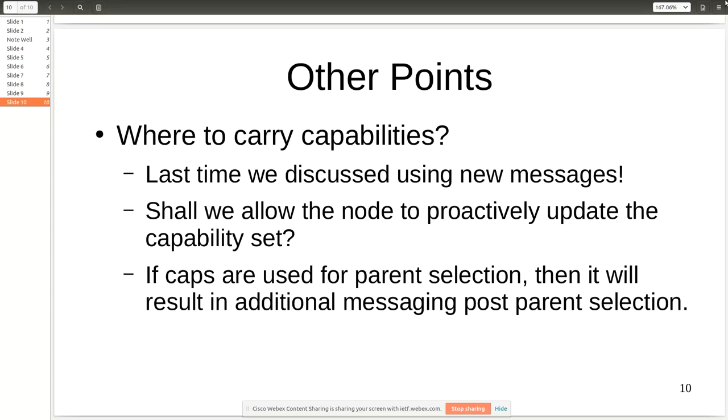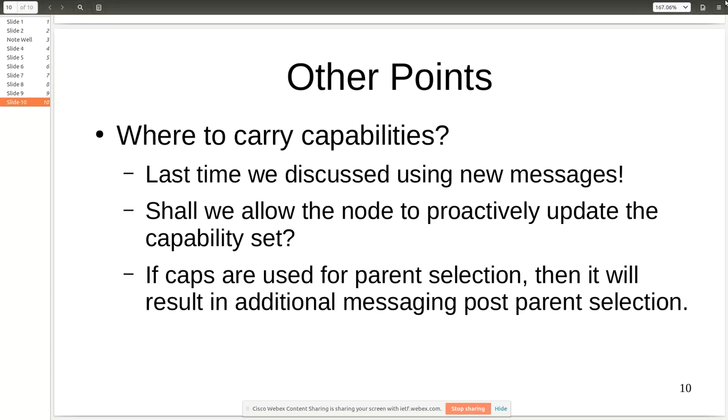Having said that, we have not really thought about this in detail as of now, but the only point mentioned in the slide is what happens if there is a parent switch, and during the parent switch, if the capabilities are required to make the decision, then there will be additional signaling required by the node after parent switch or parent selection. Yes, agree to this point.